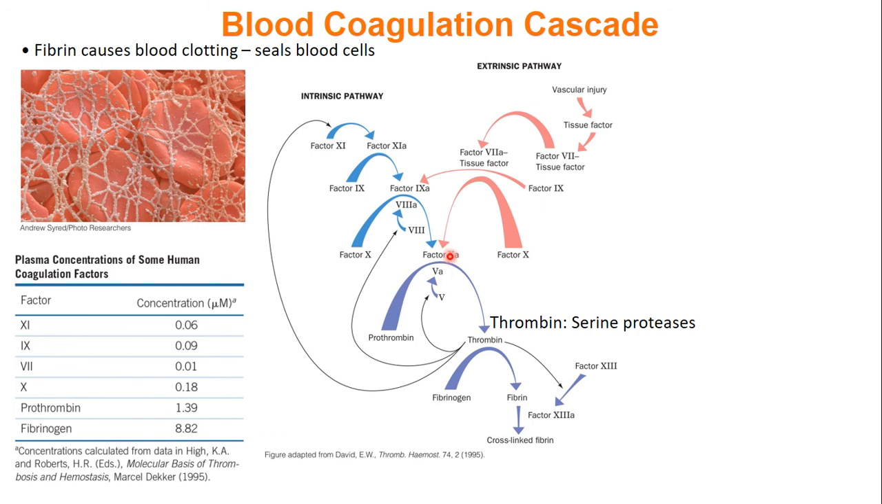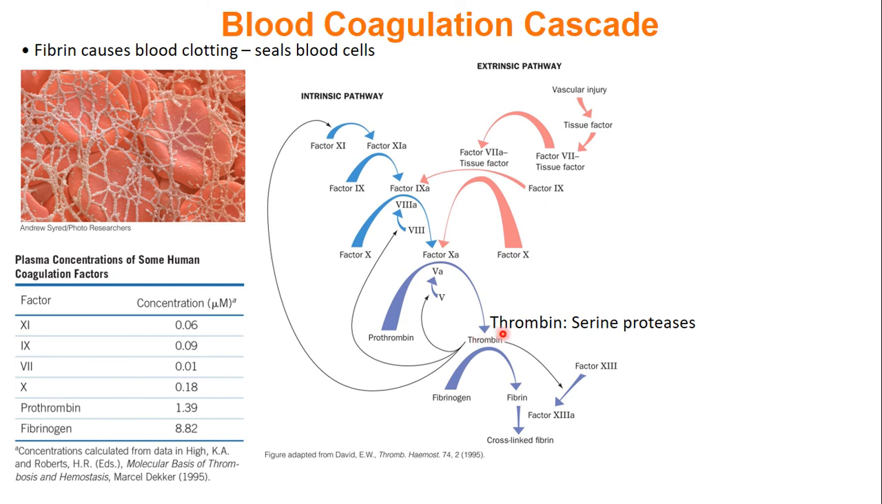Once we're at factor 10 activated, it can take prothrombin and create thrombin. Thrombin is our serine protease. And to do this, you also need factor 5 being factor 5 activated. Once you're at thrombin, it can do a lot of things. One, it can go onto the intrinsic pathway and turn on a bunch of factors, which will go and turn on prothrombin. So this is autocatalytic here.